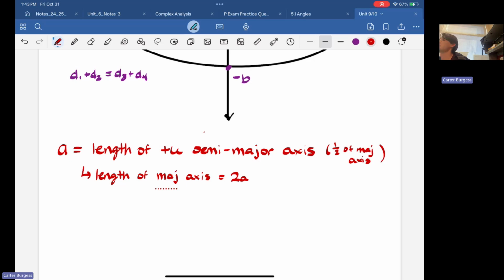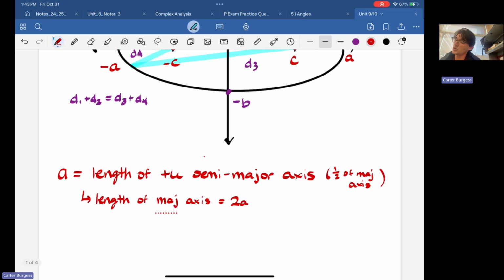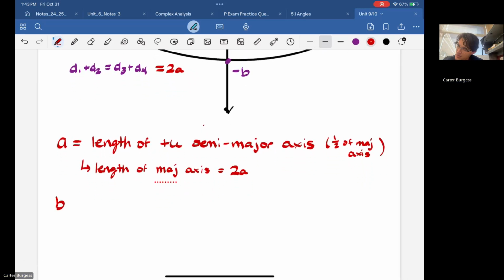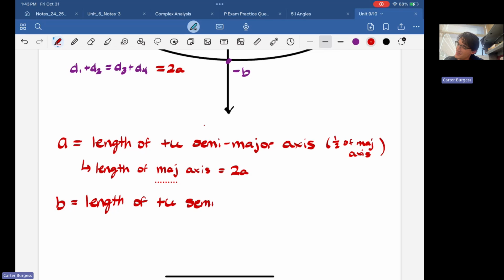Not coincidentally, but kind of a cool thing. This is also what this sum is equal to. Also equal to 2A. And then if A is defining the length of the semi-major axis, what is B probably defining? The other one, what do we probably call it? Semi-minor axis. Yeah.